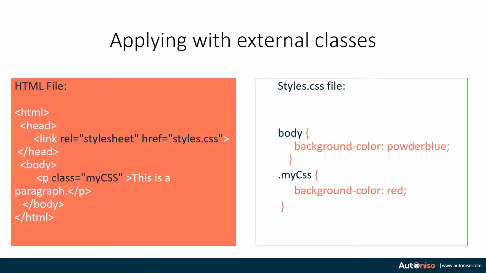If you do this, your paragraph will have the background color as red. You can use the same class on different elements. So you can use the my CSS class on the body or the p tag or any other elements which you have in your HTML file.